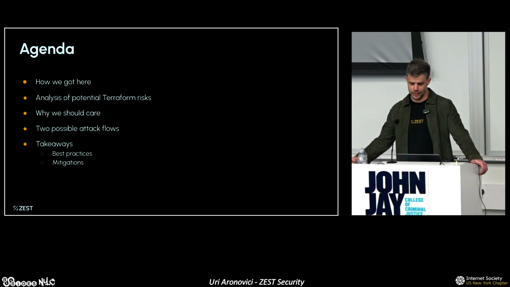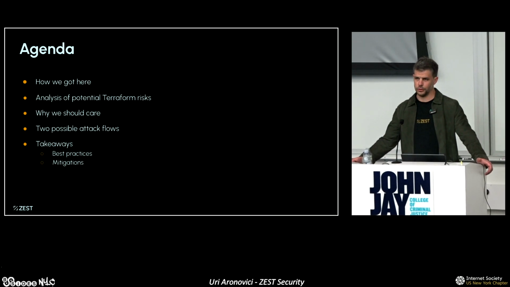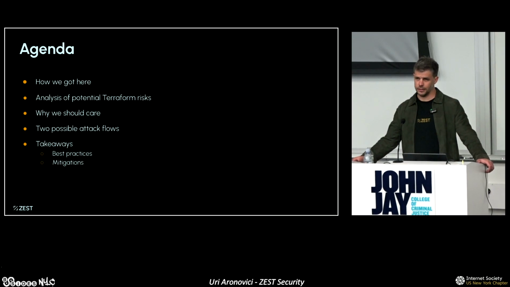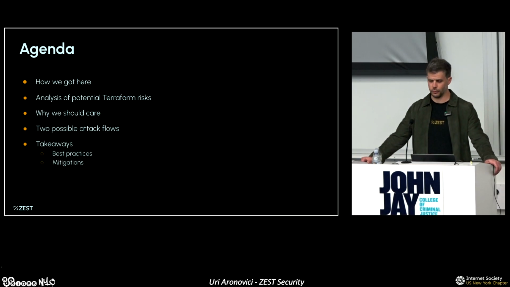So the agenda for today: we're going to talk about how we got here. I'm going to talk briefly about Terraform, how it works, in particular Terraform providers and modules. Next, I'm going to show you some analysis we performed on Terraform providers and modules from a vulnerability perspective. Then, why we should care about that. After that, I'm going to show you two real attack scenarios, one using a Terraform provider and the second using Terraform modules. And the last thing, and maybe the most important, is best practices and mitigation. How can you prevent this, or how can you reduce the risk?